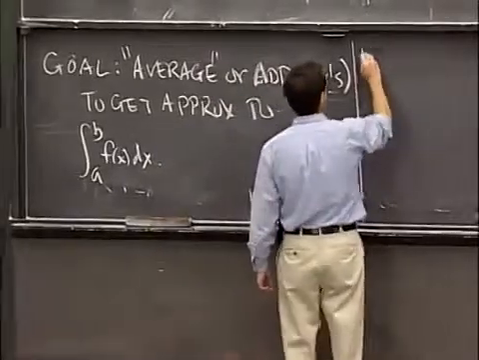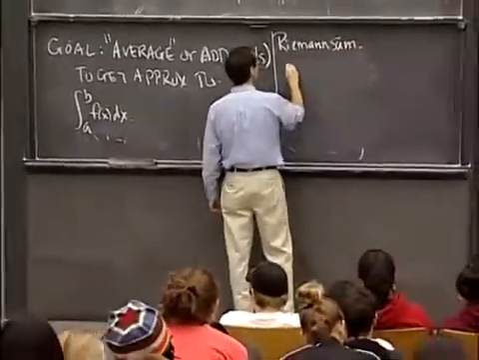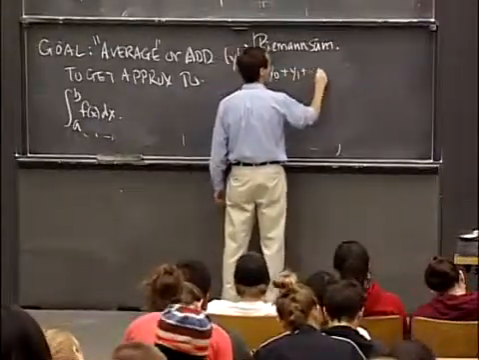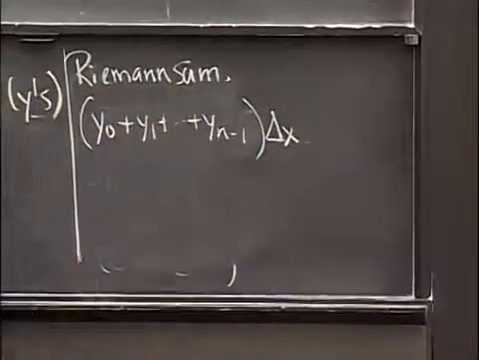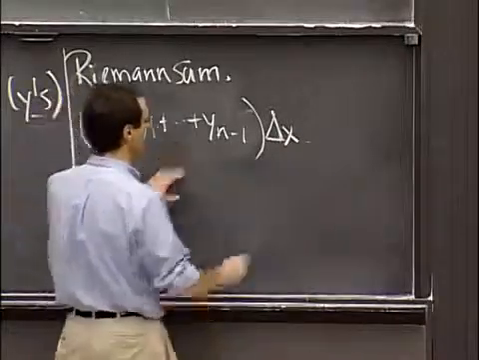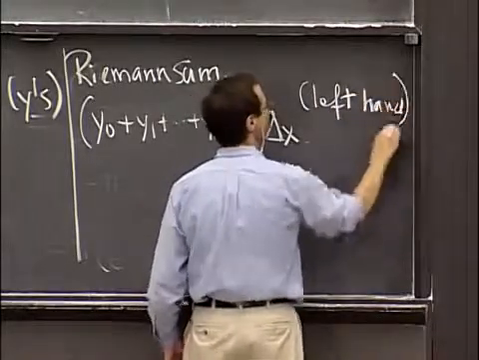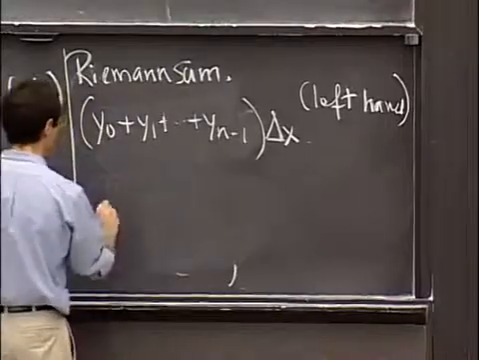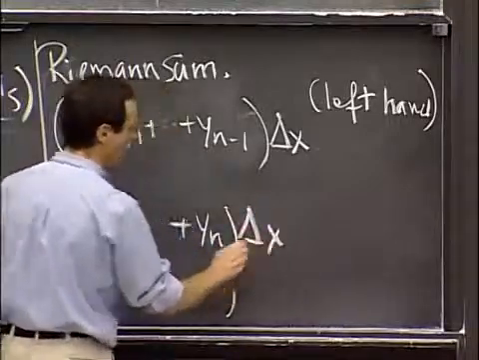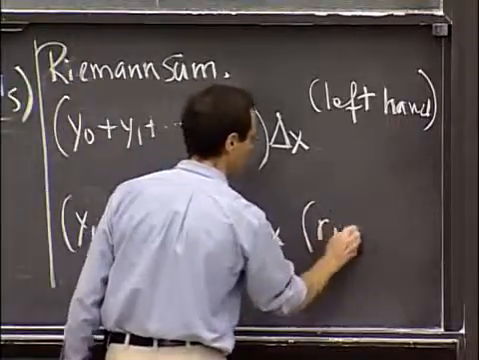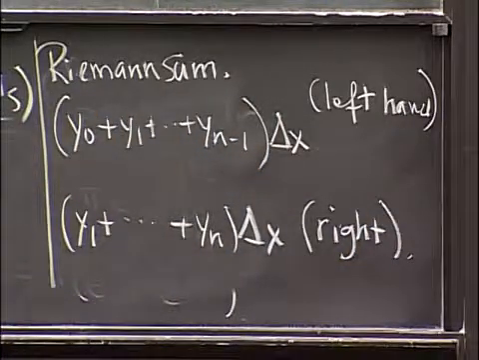So here's what the Riemann sum is. It's the following thing. You take y0 plus y1 plus up to yn minus 1, and you multiply by delta x. That's it. Now this one is the one with left endpoints, so the left-hand sum. There's also a right one, which is if you start at the right-hand ends, and that will go from y1 to yn. So this one is the right Riemann sum. All right, those are the two that we did before.